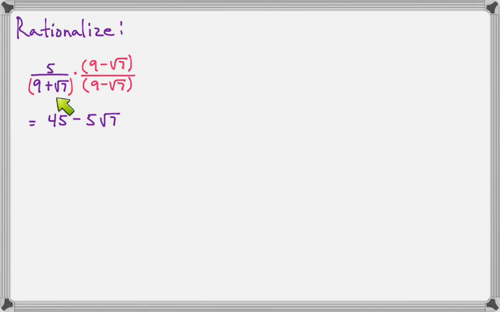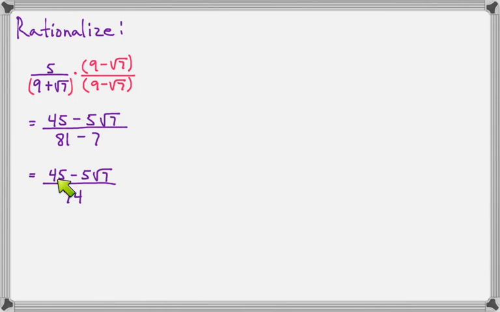Now in the denominator, remember it's FOIL method, so first times first is 81. Outer plus inner we're not even going to bother with, because we know that since these are conjugates, outer plus inner will add up to 0. Now last times last is going to make minus 7. And so we're going to have 81 minus 7 in the denominator, which is 74.